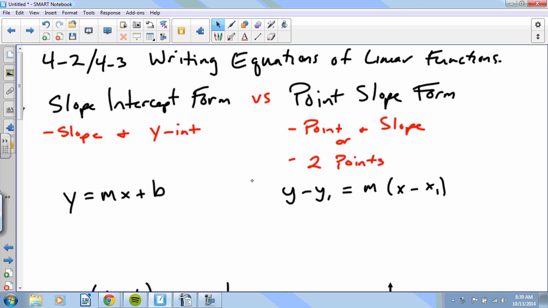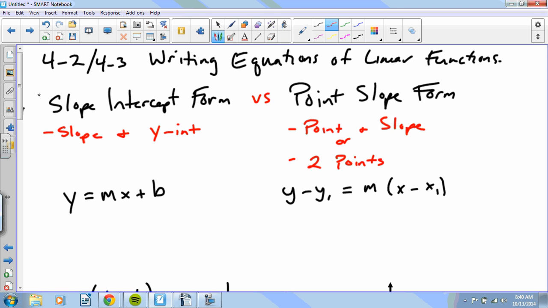We talked already how we're going to have several different forms of a linear function. We started in chapter 3 with standard form. Remember, that was ax plus by equals c. That was good for intercepts, graphing things quickly, things like that. But when we don't have that information, we can use a couple of other forms to start with and then go from there. So what we're going to look at today, two forms.